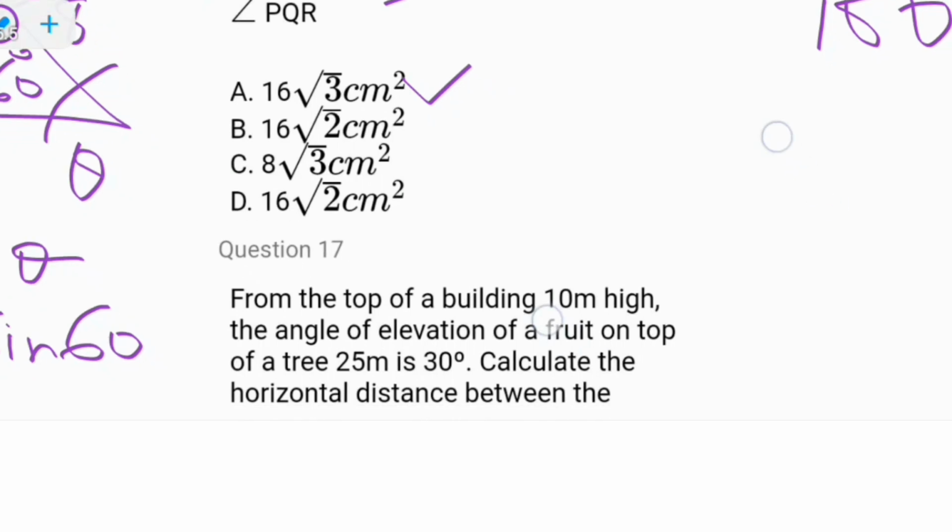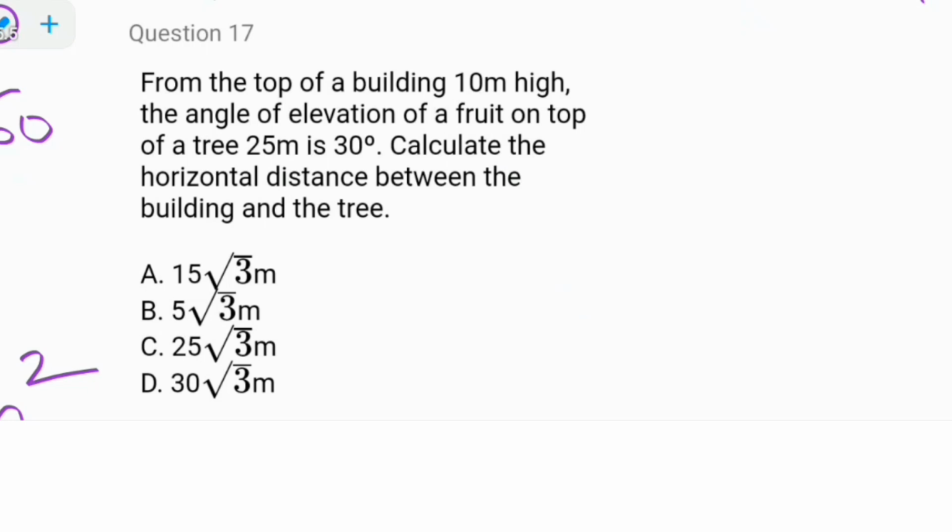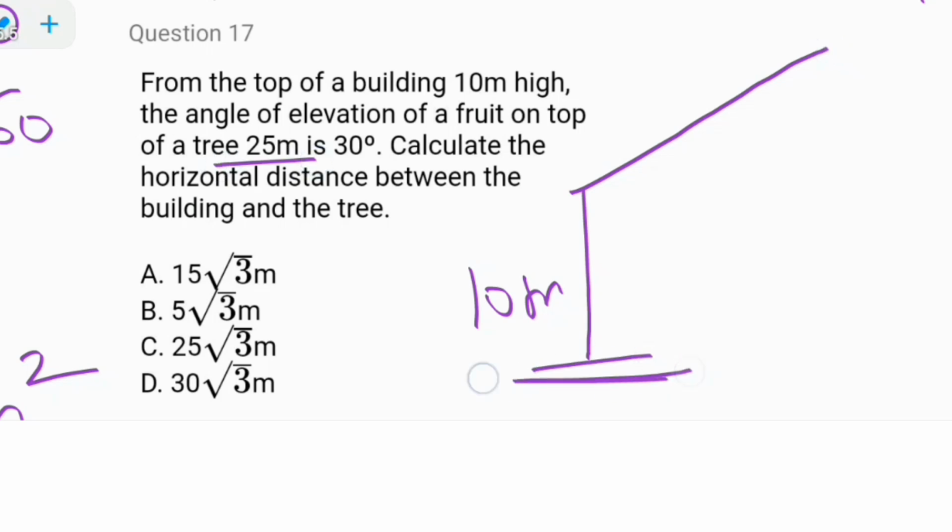Let's go. From the next one, I told that from the top of a building 10 meters high. The building is 10 meters. Let's assume this is the building here. The building is 10 meters high. The angle of elevation of a fruit. So someone's at the top of the building looking at a fruit on a tree. So the height of that tree is 25 meters. And this is normal ground here. So the height of the tree is 25.